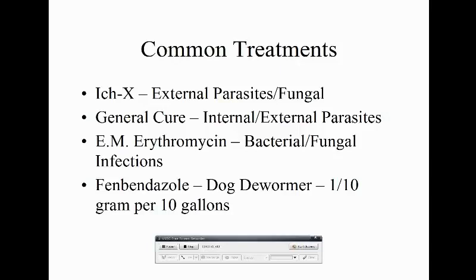Ich-X, external parasites and fungals, that's what that takes care of. General cure, external parasites. You can obviously read that on the screen. Erythromycin, bacterial and fungal. Fenbendazole, that's dog dewormer. I'm not going to get into that a whole lot because that's not 100% proven. All the research I've done said 1/10 of a gram per 10 gallons.